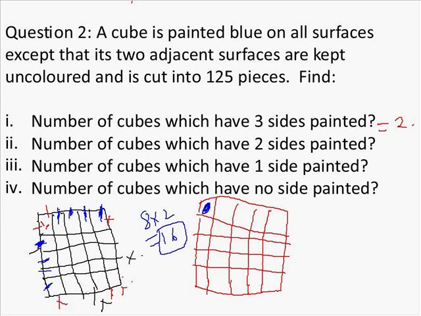In between slices, only this will be painted double. This will be only 1, this will also be 1, and this will not be painted. So therefore, there are 5 slices of 25 each. First slice 8, second slice 8, that makes it 16. And after that, in each inside slice 1. So therefore, the answer becomes 16 plus 3, 19. So Ankit was correct.